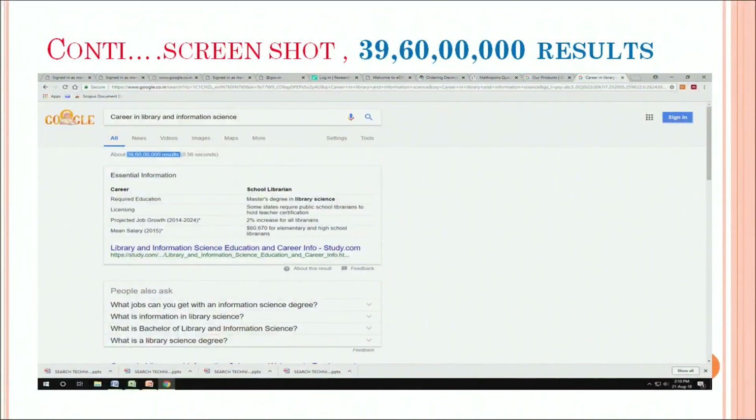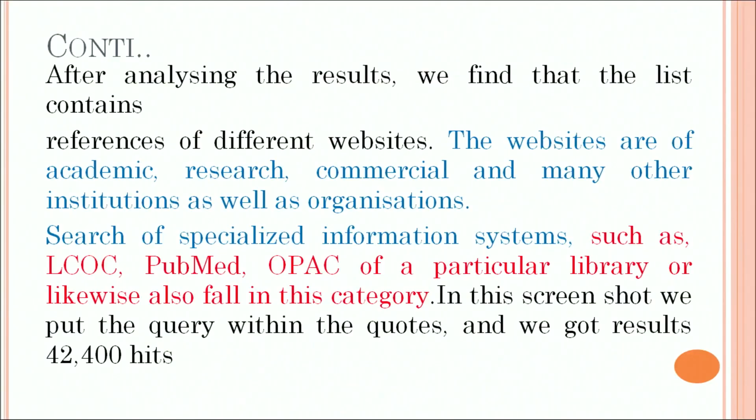Results are shown in this slide. You can see there are 396 million results showing the careers in library information science. After analyzing the results, we find that the list contains references of different websites. The websites are of academic search, commercial and any other institution as well as organizations. Searches of specialized information systems such as LCOC, that's Library of Congress, PubMed, and the like for particular libraries, they all fall in this category.